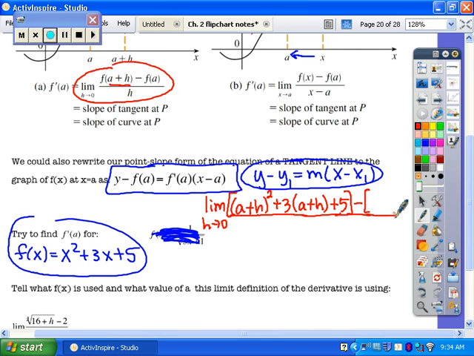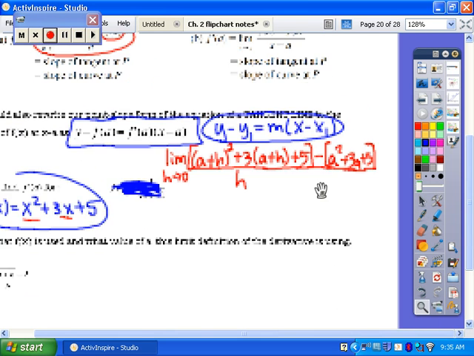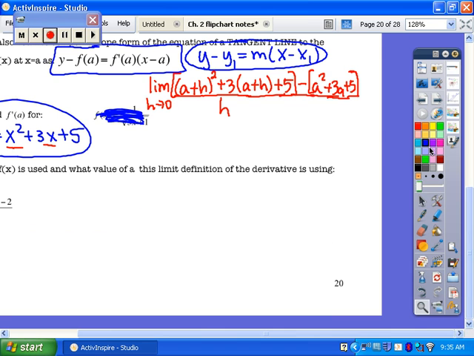If I want f of a, what do I put in for the x's this time? A. So that's a squared plus 3a plus 5. So that's the first part. And then on the bottom, I still have this h. So that's my setup initially.